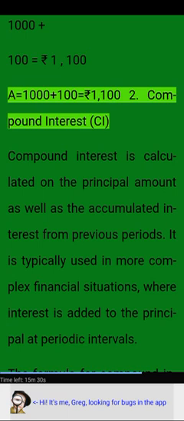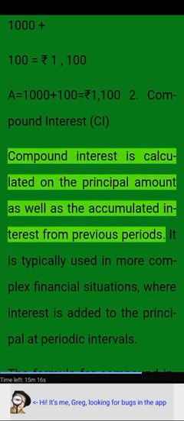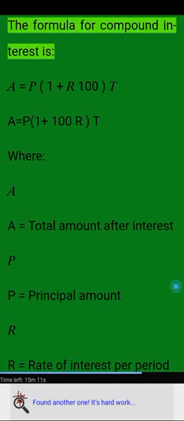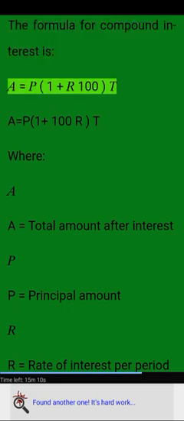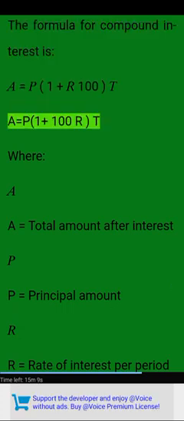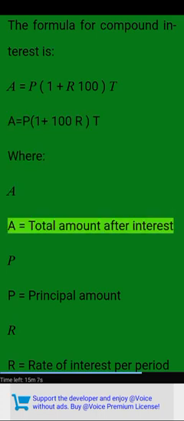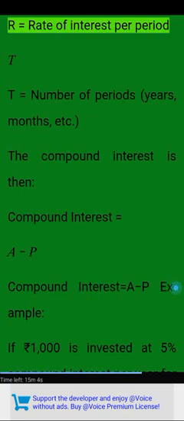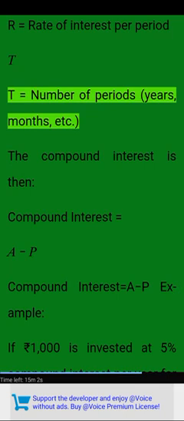2. Compound interest, CI. Compound interest is calculated on the principal amount as well as the accumulated interest from previous periods. It is typically used in more complex financial situations, where interest is added to the principal at periodic intervals. The formula for compound interest is A equals P times (1 plus R over 100) to the power T, where A equals total amount after interest, P equals principal amount, R equals rate of interest per period, and T equals number of periods, years, months, etc.